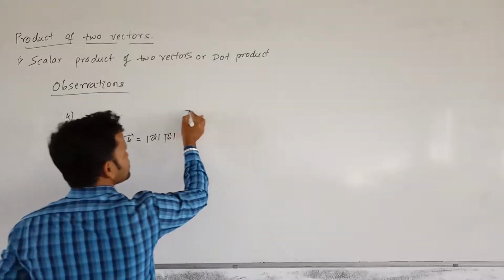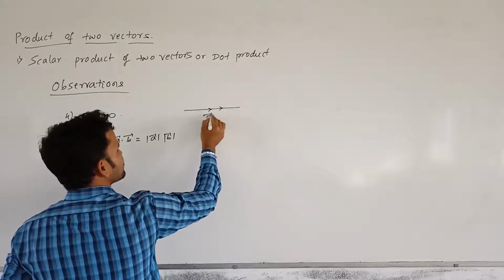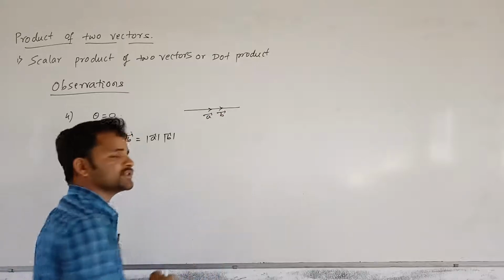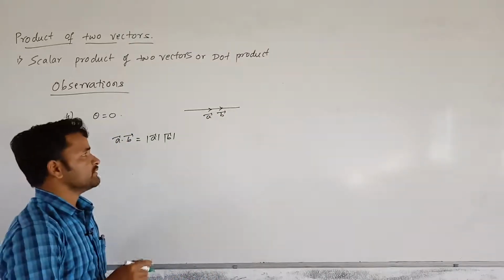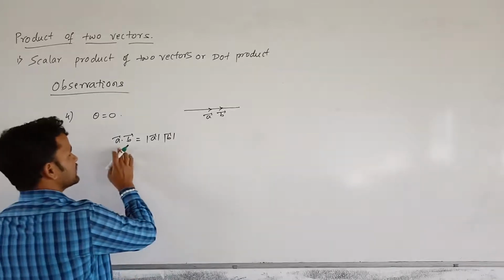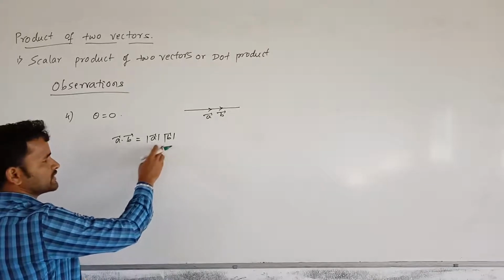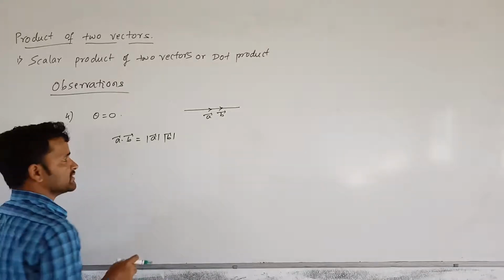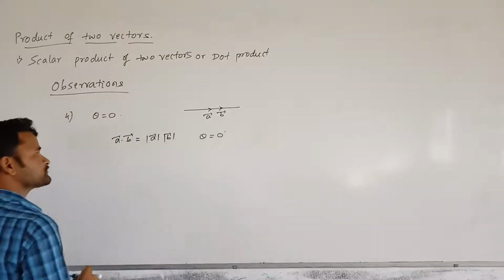Theta is equal to 0 means both the vectors, vector A and vector B, are overlapping. The angle between them will be 0, theta is equal to 0. In that case, vector A dot vector B is equal to magnitude of vector A into magnitude of vector B. Theta is equal to 0 degree here.